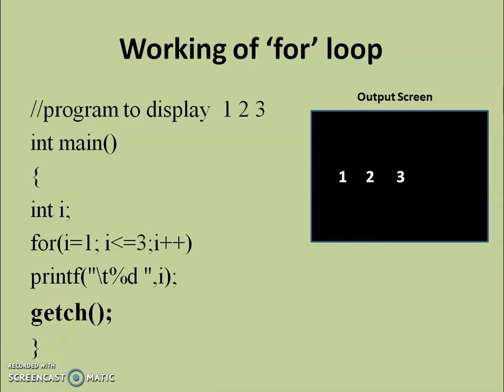If you want to display values up to 10, you can simply write the condition i less than or equal to 10. It will display the values up to 10. Say if you want to display even numbers, you can start with 2 and increase the value by 2, that is i += 2, and the condition will be i less than or equal to 10. So it will display 2, 4, 6, 8 and 10.